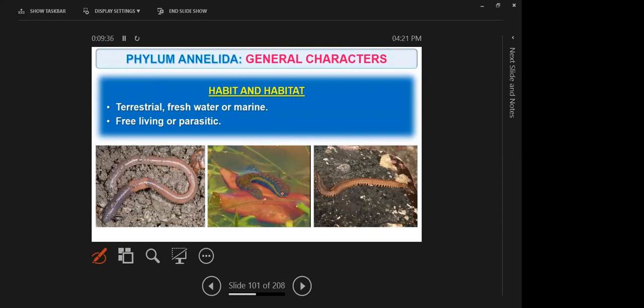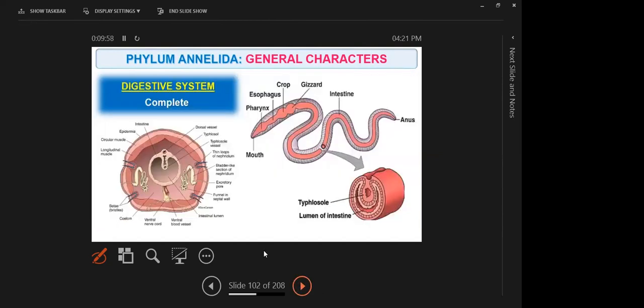They are also called red worms. So you can see all the 3 types here. So either they are terrestrial, classic example earthworm, or they are aquatic, Nereis, or they are ectoparasites, leeches. Hirudinaria, you can see in your textbook also they have given.